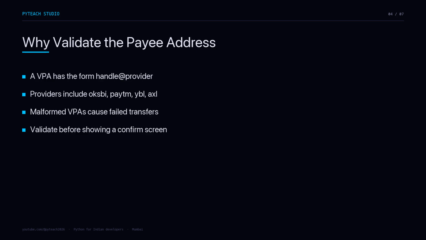Before your app acts on a parsed link, you should check that the payee address is well formed. A virtual payment address, or VPA, always has a handle, an @ sign, and a provider, just like an email. If the VPA is malformed, the payment will simply fail, so catching it early saves your user a frustrating experience. A quick regular expression check is all it takes.